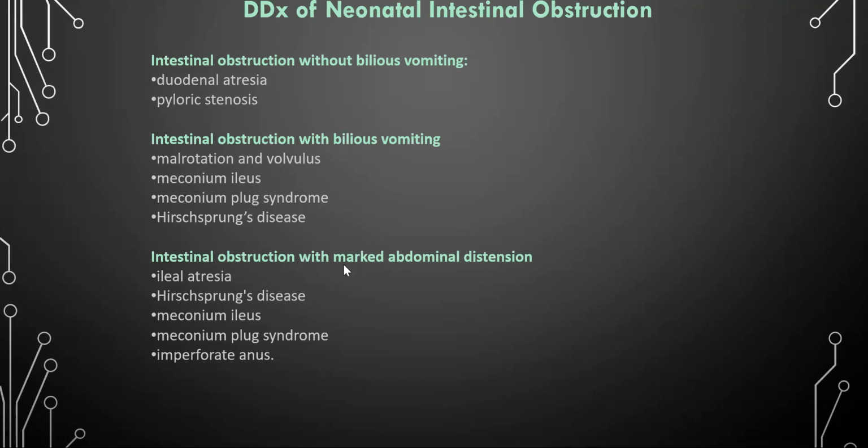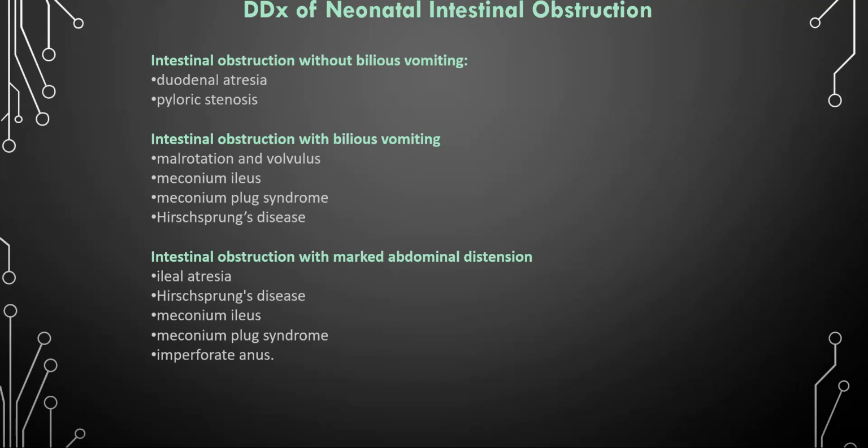Then if there is intestinal obstruction with abdominal distension, you can discuss the same things like meconium ileus, meconium plug, Hirschsprung, ileal atresia, imperforate anus. Imperforate anus is one of the important differentials also, because the child did not pass meconium yet. So what if there is imperforate anus? Okay. And intestinal obstruction without bilious vomiting: if there is no bilious vomiting, then we would think about duodenal atresia or pyloric stenosis.